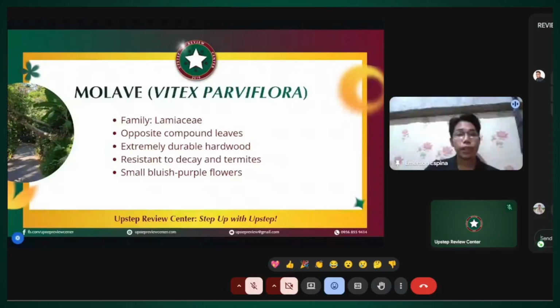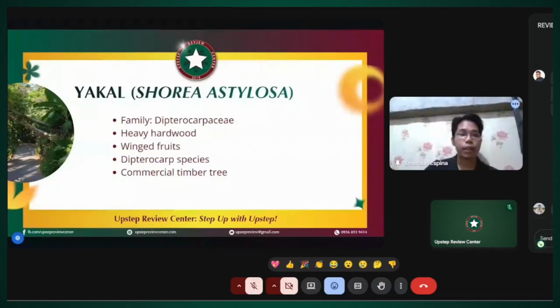And we have the next species here, Yakal. Genus name is Shorea, from the family Dipterocarpaceae. Key characteristics to remember: heavy hardwood, strong timber, and winged fruit as well. And then it's commercially important as well. So this family dominates many Philippine lowland forests.